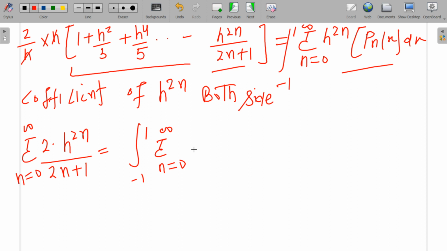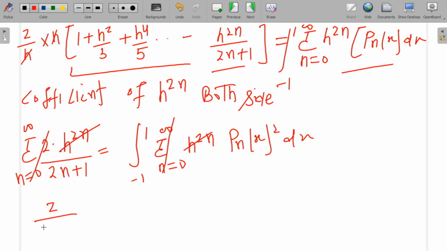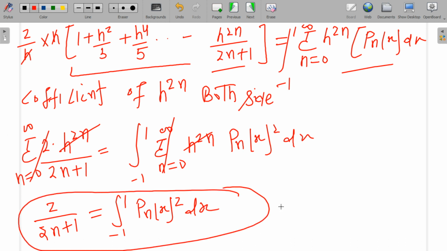Okay, h to the power 2n into Pn(x) complete square into dx. Summation cancels out, h to the power 2n cancels out, this is equal to 2 divided by 2n plus 1 is equal to integration of minus 1 to 1 Pn(x) complete square into dx. Okay, this is my final answer.